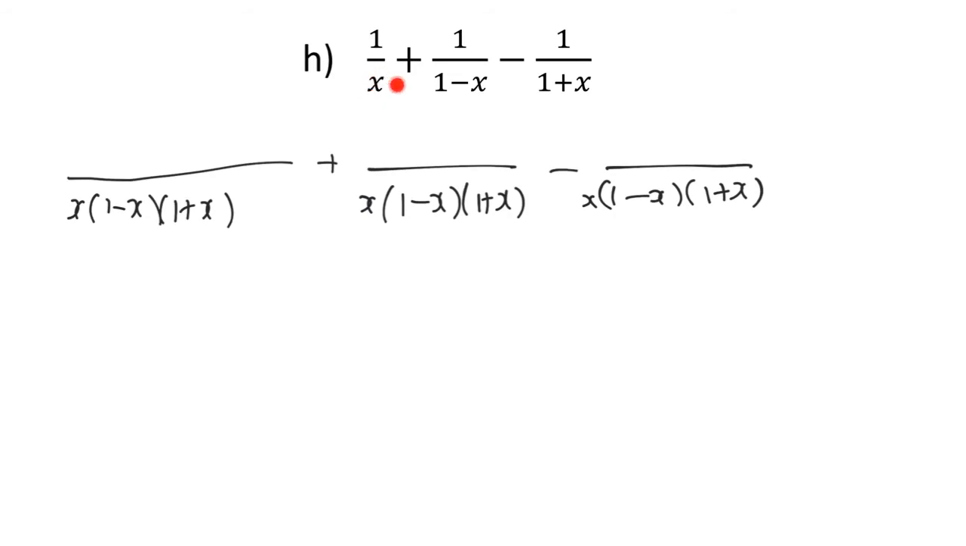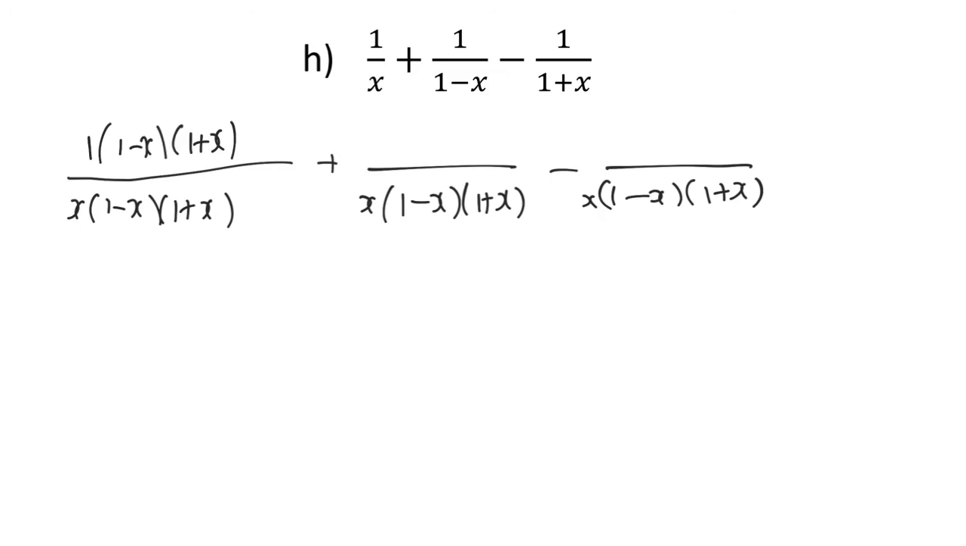So the first fraction then, we've got an x, and we've got x upon (1 minus x)(1 plus x). We've multiplied by the two brackets. So because we've done that on the denominator, we have to do it in the numerator. And we're going to get 1 upon (1 minus x) and (1 plus x).